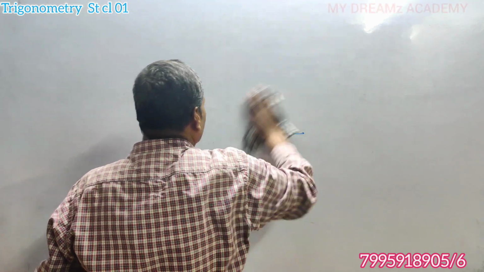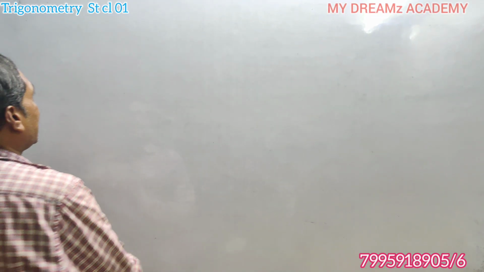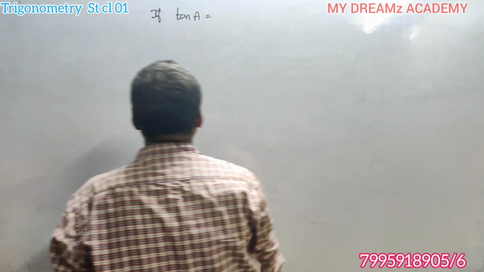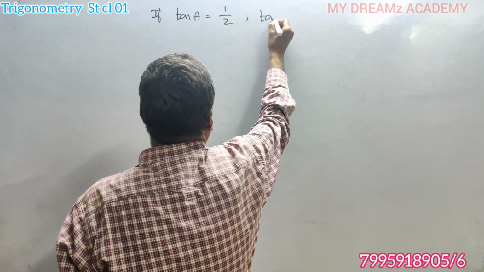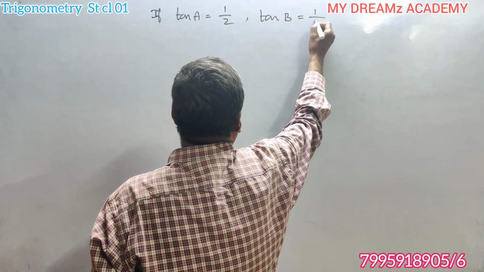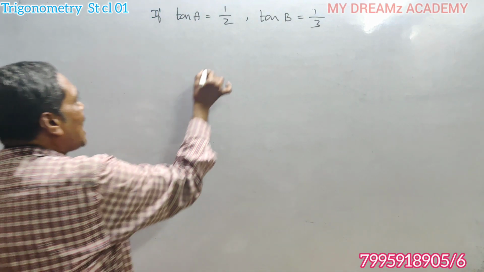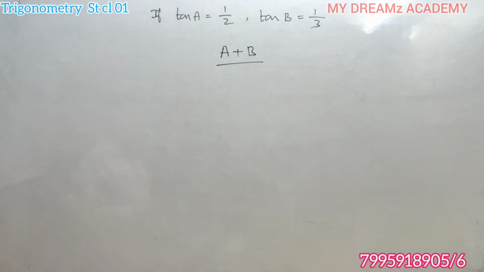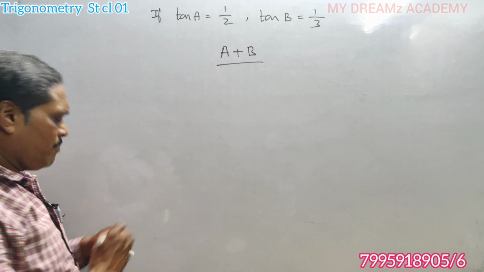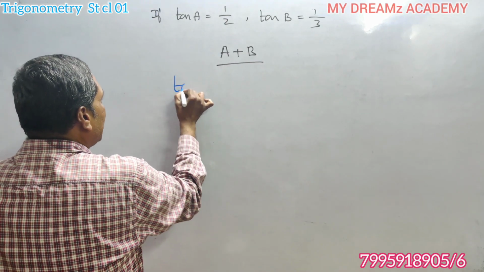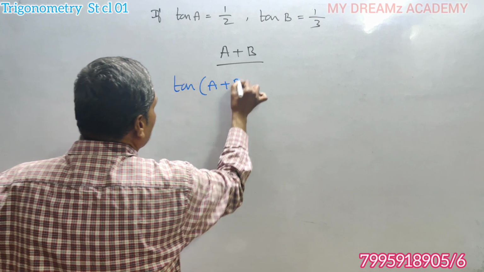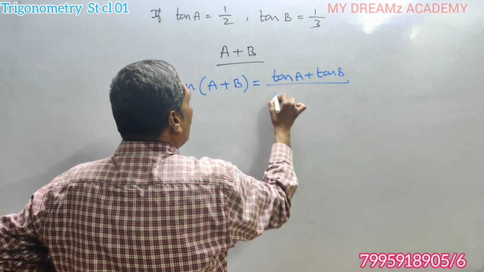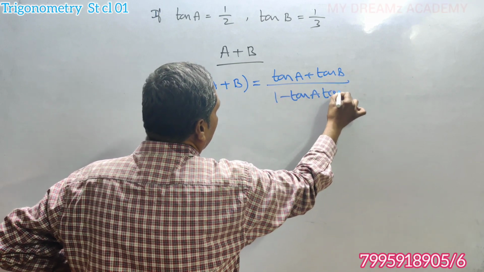Now see one more. If tan A is equal to 1 by 2, tan B is equal to 1 by 3, then what is the angle A plus B? Angle A plus B is asked. Now we know tan A, tan B. Students will do like this: tan of A plus B. What is the formula? Tan A plus tan B by 1 minus tan A into tan B.